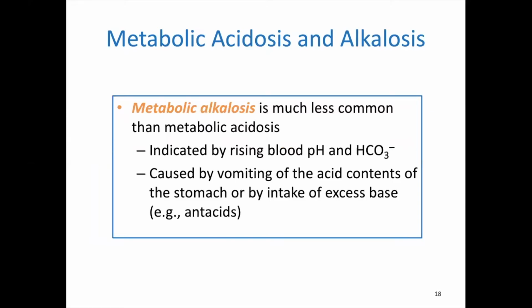Metabolic alkalosis is a lot less common than acidosis, and it's usually indicated by rising pH and also bicarbonate levels. This one is usually caused by vomiting of the acid contents of the stomach, or by taking an excess of a base. Like if you were taking Tums or other antacids, it could increase that bicarbonate level as well. So, looking at vomiting and excess intake of Tums or other antacids could be that key indicator that we are suffering from metabolic alkalosis.